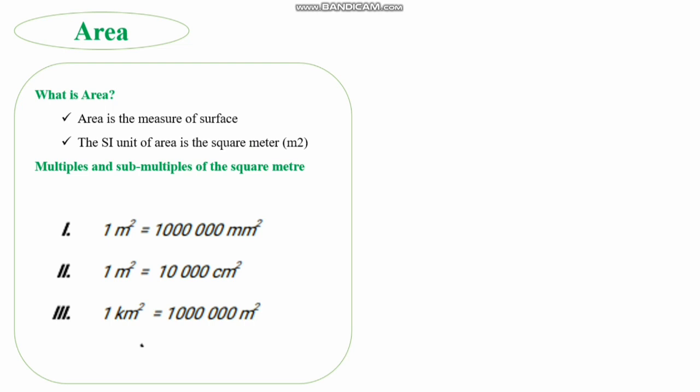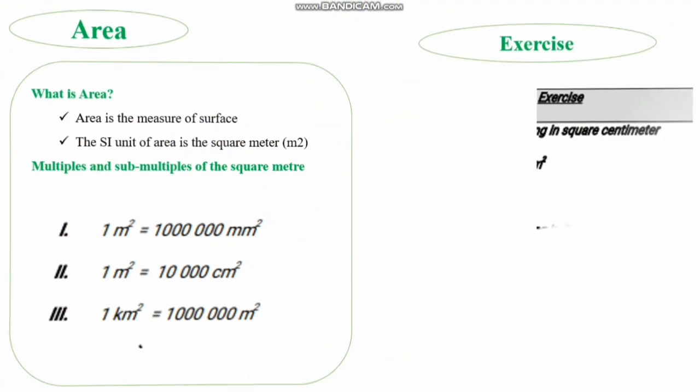1 square meter gives you 10,000 square centimeters. This comes from 100 centimeters equal to 1 meter. If we find the square of both, we get 10,000 square centimeters, giving you 1 square meter. 1 square kilometer gives you a million square meters. This comes from 1,000 meters giving you 1 kilometer. Therefore, if you exercise, you can try.